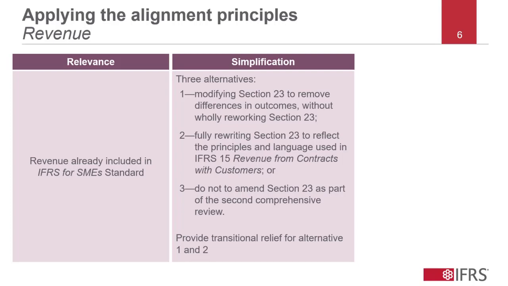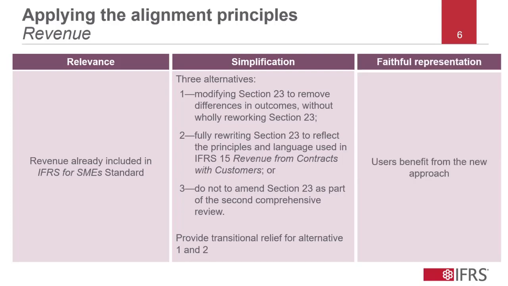Alternative 2 would fully rewrite Section 23 to reflect the principles and language used in IFRS 15. Alternative 3 is not to make amendment to Section 23 as part of the second comprehensive review. The board also discussed whether to provide transitional reliefs if Alternative 1 or Alternative 2 is chosen, by permitting an entity to continue its current revenue recognition policy for any contracts already in progress at the transaction date or scheduled to be complete within a set time after the transaction date.